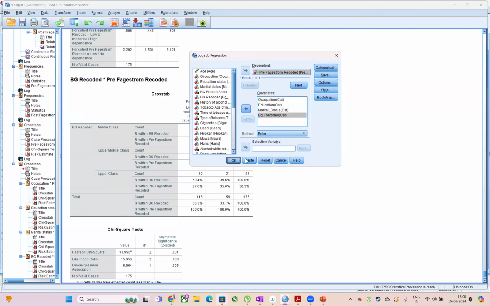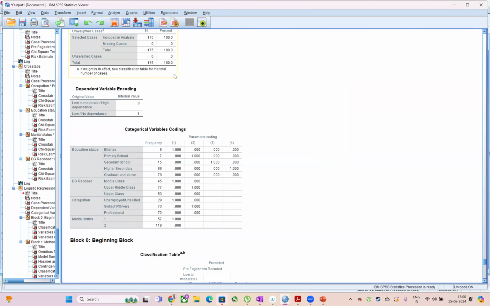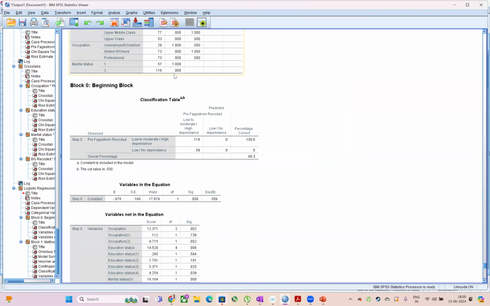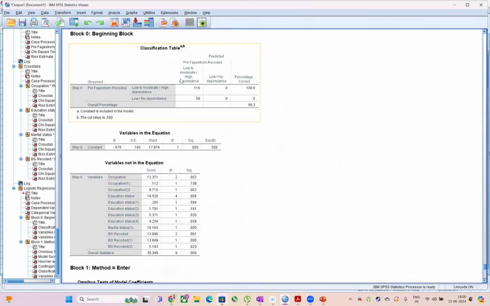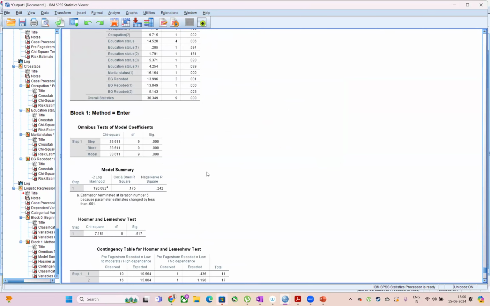So again, this is the regression. The first 175 are included in the analysis. Next, if you see over here, I am just going down and showing you only what you need to know as of now.